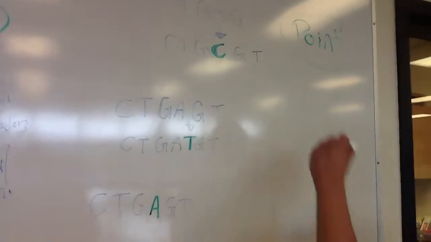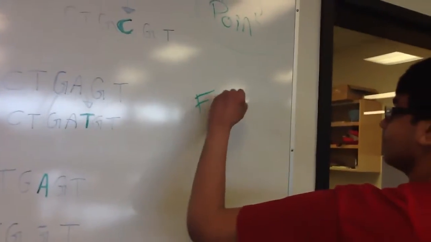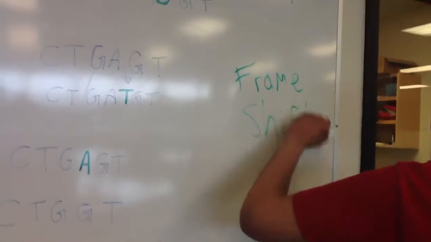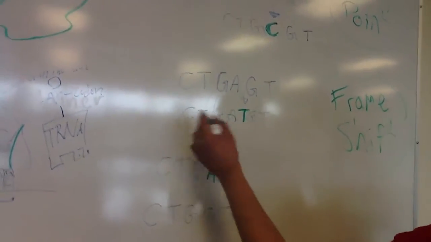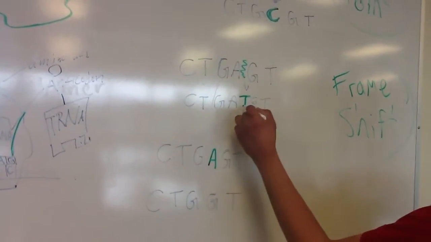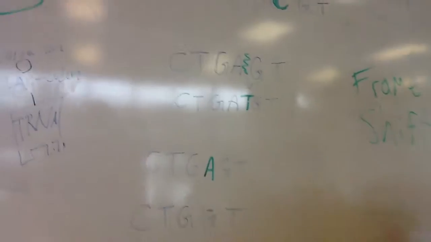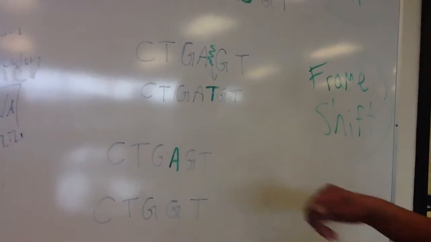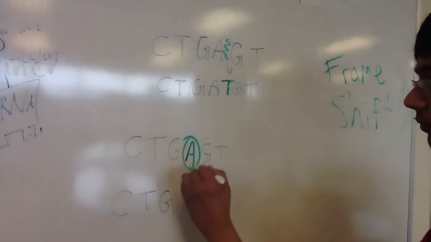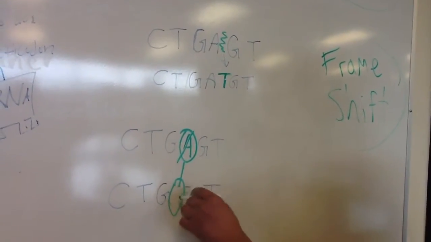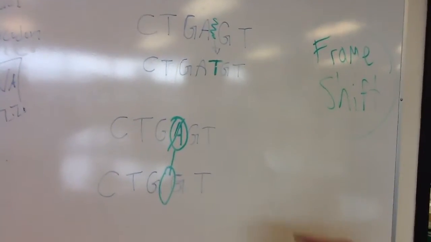The next one that we're going to be talking about is frameshift. So this one right here is going to be called insertion. There's nothing over here in the first strand, but T is inserted into the gap between A and G. The next one is going to be deletion. So this A is deleted, as there's a missing space between the G and the other G.